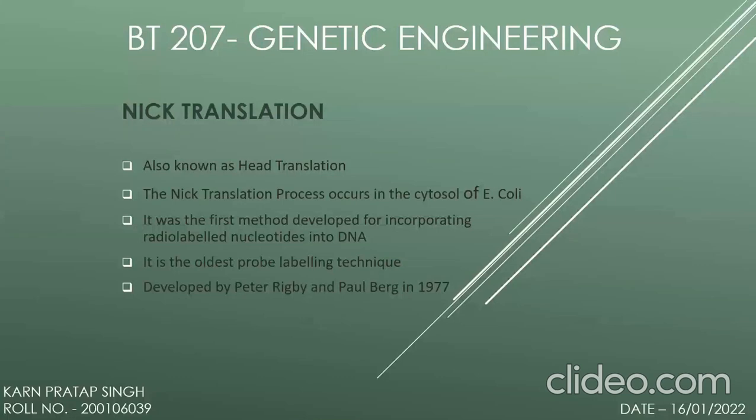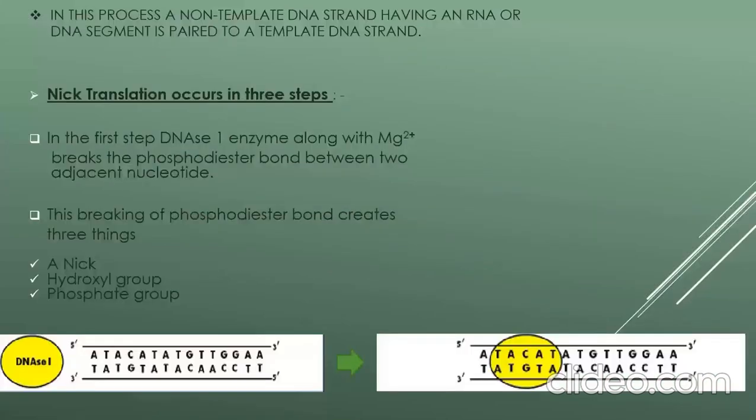In this process, a non-template DNA strand having an RNA or DNA segment is paired to a template DNA strand, and it occurs basically in three steps. In the first step, DNase 1 enzyme along with Mg2+ breaks the phosphodiester bond between two adjacent nucleotides, and this breaking leads to three things. First, it creates a nick, and it also creates hydroxyl group and phosphate group.